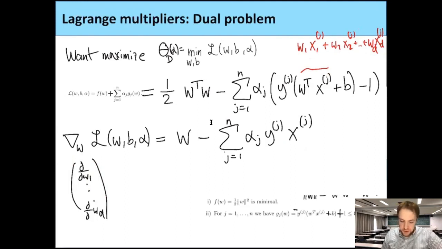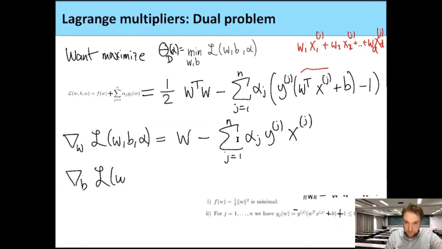And so this is the derivative with respect to W. And we also take now the derivative with respect to b, which in this case is really just a number. And the only part depending on b here is this part. And therefore, this is just the sum. Oops, it's minus the sum. From this.